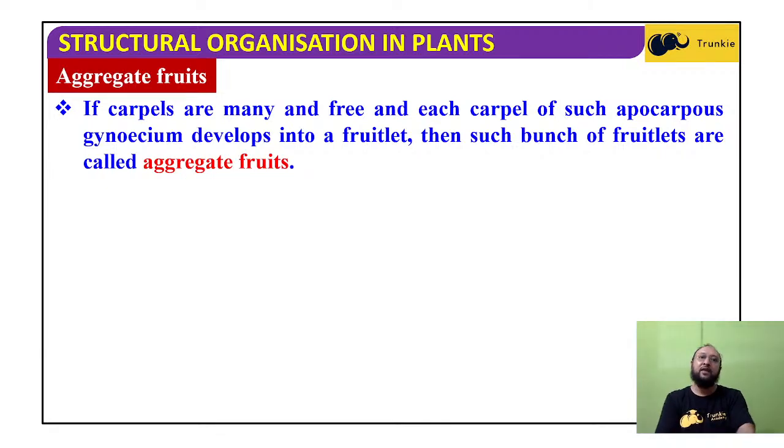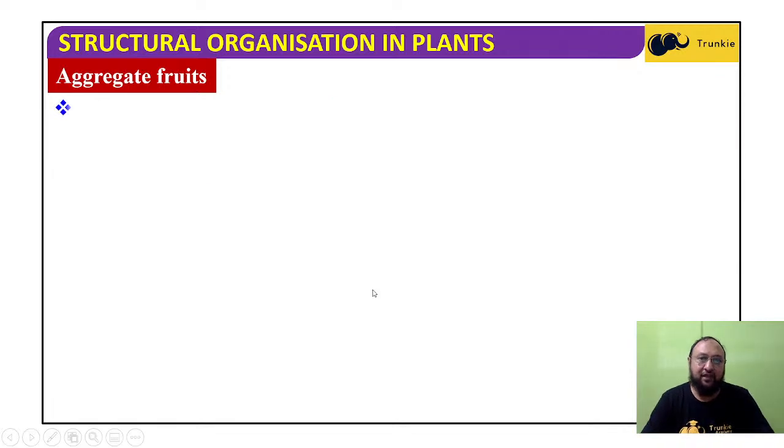What happens? The carpels are many. For example, if there is a multicarpellary ovary, there are so many carpels in the ovary. If the ovaries of all the carpels change into fruit, they give rise to fruitlets. This is called an aggregate fruit.